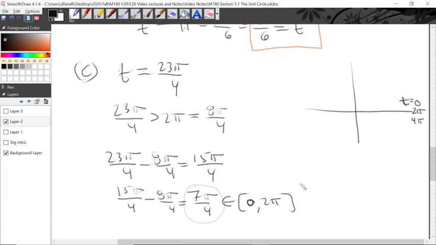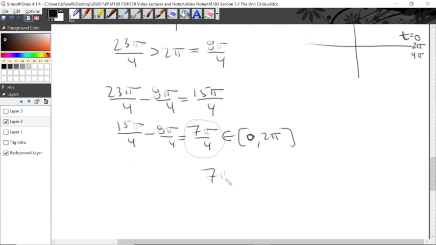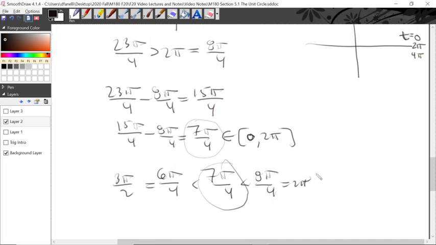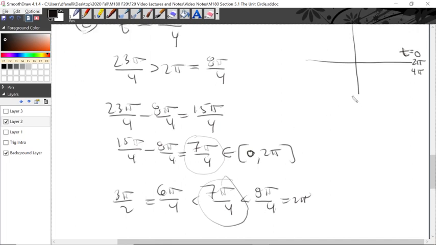Now 7 pi over 4 is less than 8 pi over 4, but it's more than 6 pi over 4, and 6 pi over 4 would be 3 pi over 2. So what quadrant does that mean that 7 pi over 4 is in? Well, this is where 3 pi over 2 would be. 7 pi over 4 is going to be here in quadrant 4. So that's the distance 7 pi over 4 here in quadrant 4.